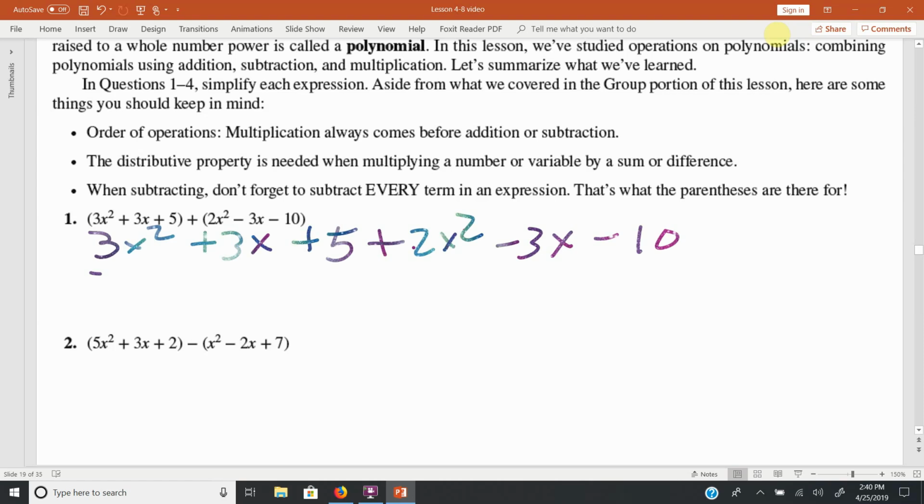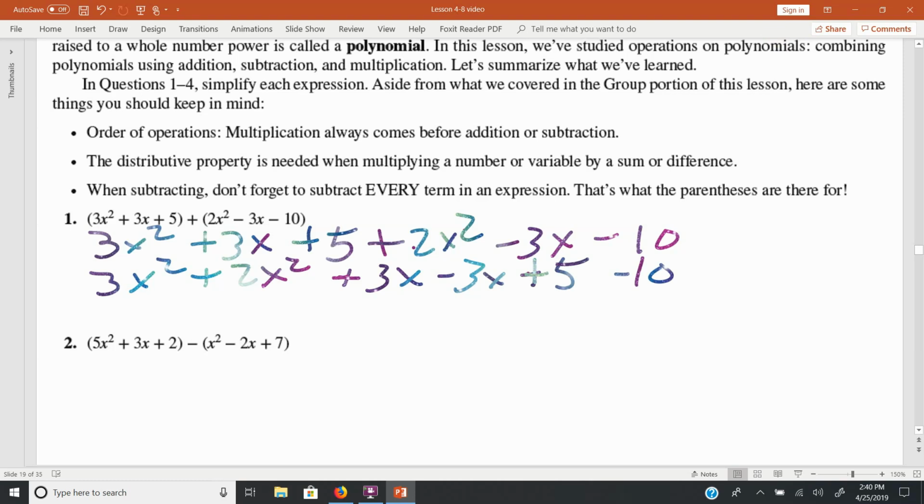I'm going to regroup them: 3x squared plus 2x squared plus 3x minus 3x and plus 5 minus 10. And this helps because I have my x squareds with my x squareds. I can't do anything with 2x squared and 3x because I don't know what x is. I have to do my exponent before I can do my addition, and I can't do my exponent because I don't know x.